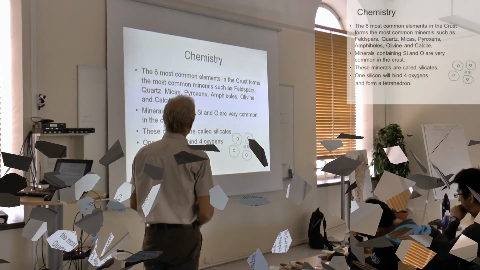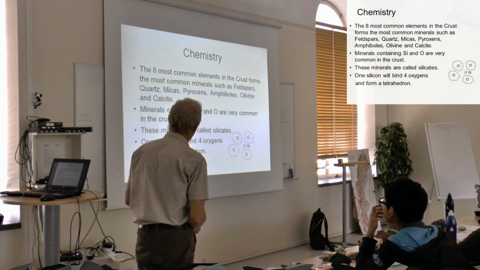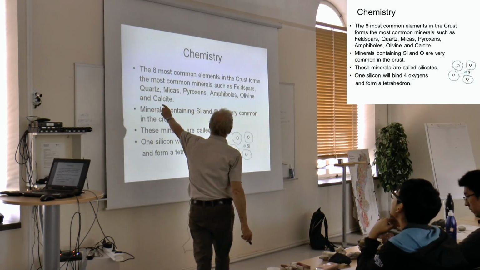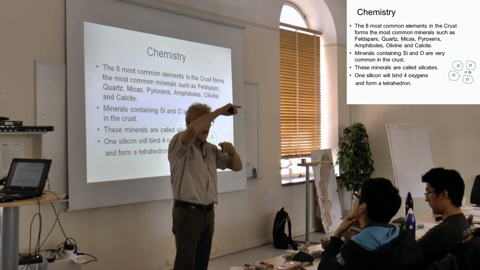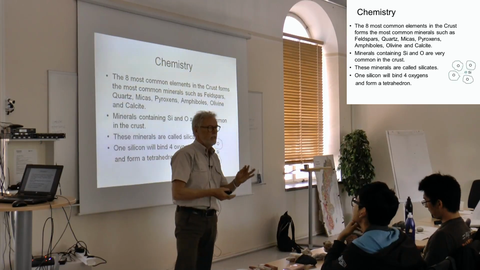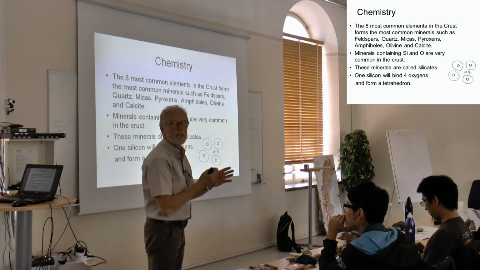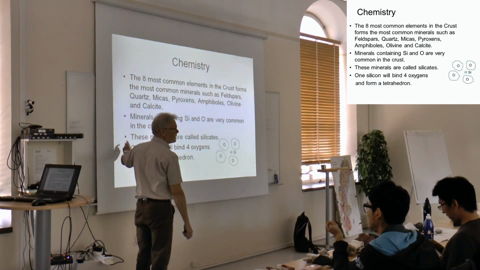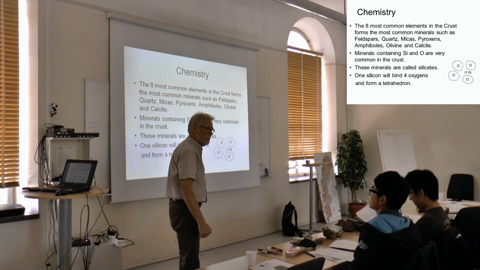The 8 most common elements in the crust form the most common minerals, such as feldspars, quartz, micas, pyroxene, olivine, amphibole, and calcite. You know, these 8 most common elements were in the last picture I had on the crust of the Earth. It was oxygen, it was alumina, it was silica, it was magnesium, it was sodium, it was potassium, and iron. Iron Maiden. This is not here. Iron Maiden is in as another mineral.